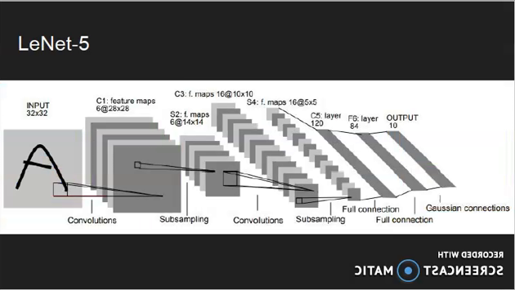One of the first crucial neural networks is LeNet-5, and you can see it here. Sets of convolution and subsampling layers are followed by fully connected networks.